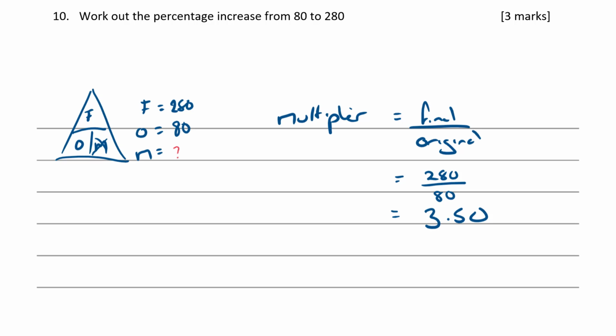That's quite a big multiplier. So a multiplier of 1, or 100%, would leave it the same. So my percentage increase, well, 3.5 as a percentage is 350%, but I start with 100%. I've now got 350%, so the percentage increase must be 250%. Okay, so my answer is 250%. So just remember, you always start with 100% with these sort of questions. So if it's now 350, it's increased by 250%.